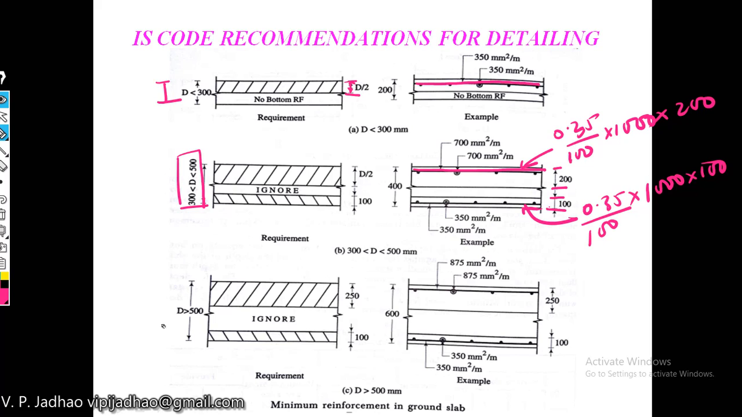Here again, if the depth is more than 500 mm, then the surface zone will be up to 250 mm from the top, and for the bottom it will be only 100 mm. We have to ignore this particular area for calculation of the steel.